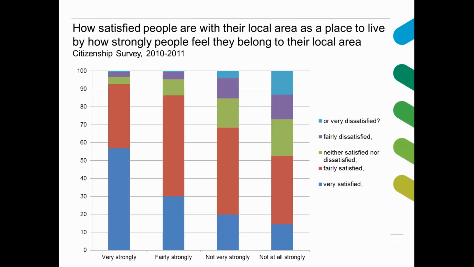So you might want to have a look at something like this. So you can see from this stacked bar chart how satisfied people are with their local area as a place to live by how strongly they feel they belong to their local area. And you can see that people who feel very strongly that they belong to that area are much more likely to be satisfied with their local area.